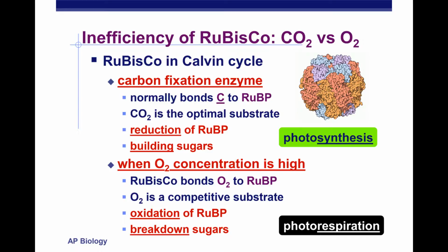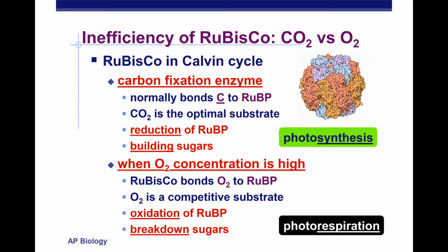But when carbon dioxide levels are lower than oxygen levels, so when oxygen concentration is high, Rubisco is going to bind to oxygen over CO2. So oxygen becomes a competitive substrate for the enzyme Rubisco. It's going to compete against CO2 for the active site of that enzyme. Well, that's not as good of a situation.